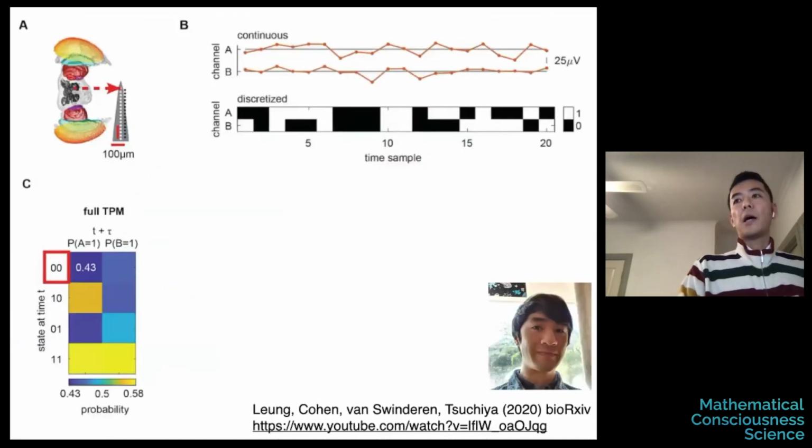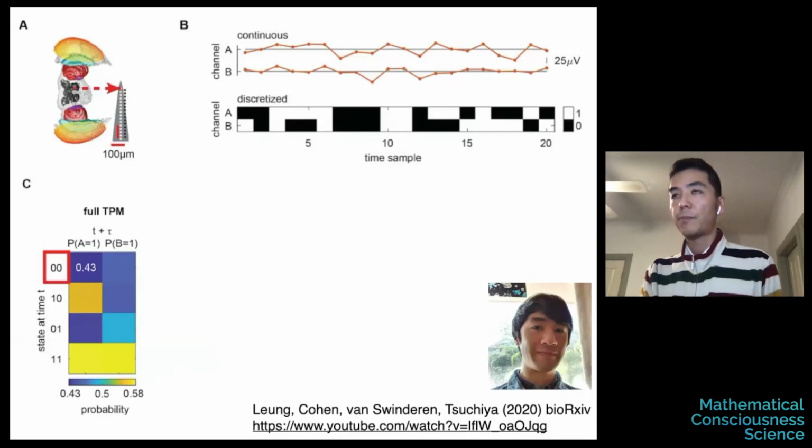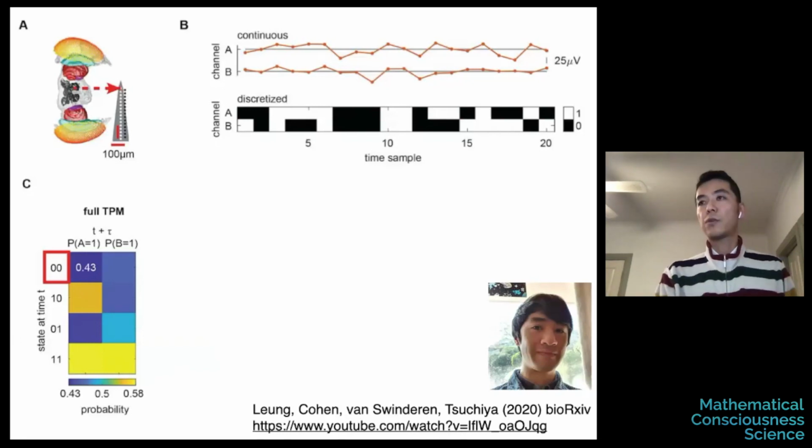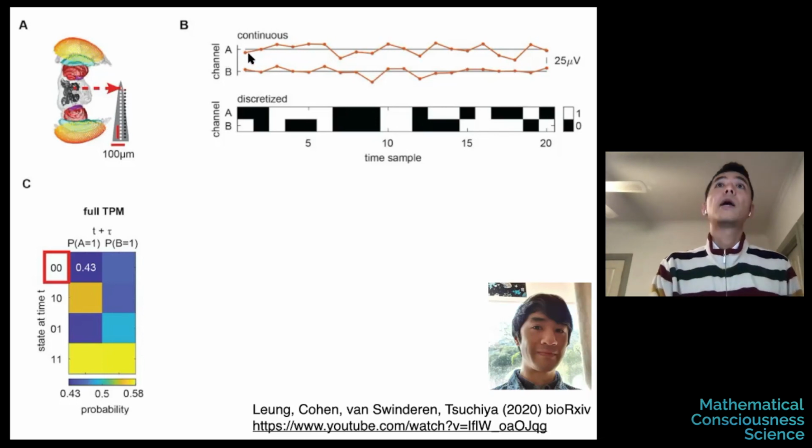And so starting from this fly brain data, my other PhD student, Angus Leung, took the application of the IIT into the real. So what we did is first to discretize the signal from two channels. I'm going to focus on the two channel recording for the next 10 minutes. So let's imagine that channel A is coming from the central brain and channel B is coming from the mid brain or something like that.